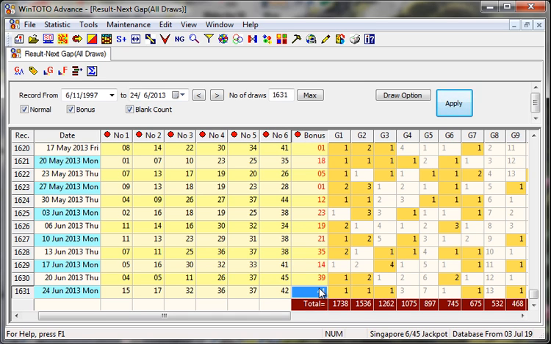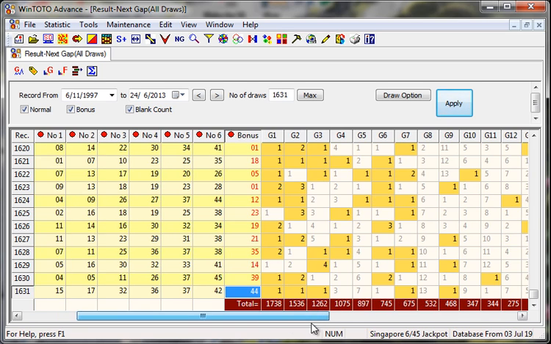Alright, so this will actually enable you to really understand how it works, right? And why I say that, because that includes bonus. That's why I take the word bonus here. So, in other words, if you have the WinTOTO Advance, you are always at advantage because you have the data in hand. And with the data, it actually enables you to understand whether recent draws come from a very small gap or a very long gap.